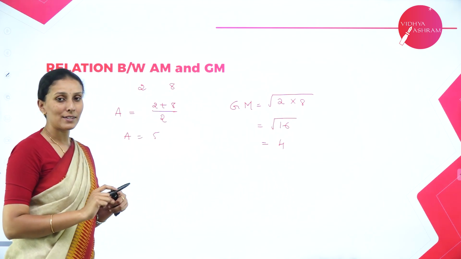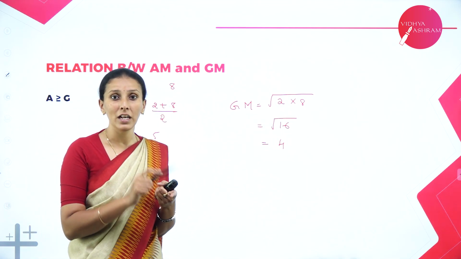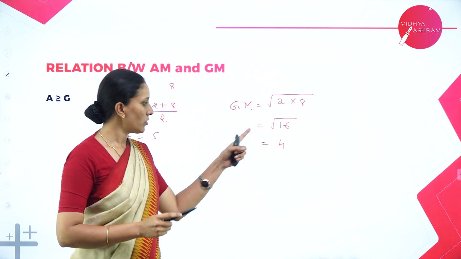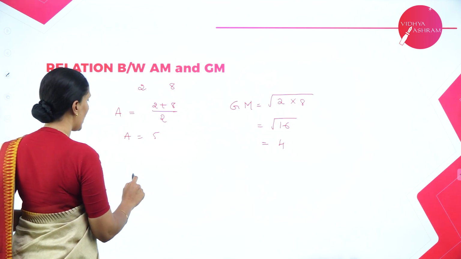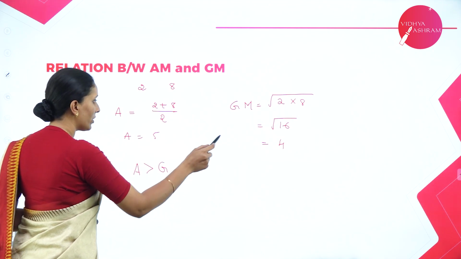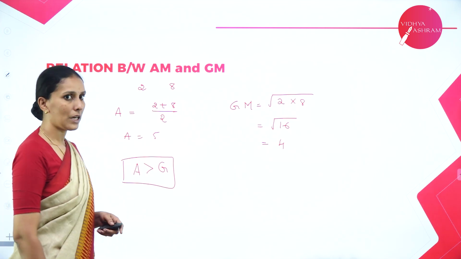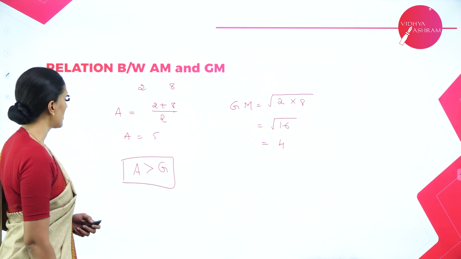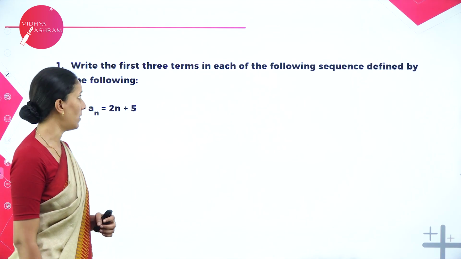We cannot take plus or minus when we are talking about the square root here, because we already defined the sequence as a function where the domain is the set of natural numbers. Therefore we'll take only the positive value. Now clearly you can see the arithmetic mean has the larger value than the geometric mean for the same numbers. So this is the relationship between arithmetic mean and geometric mean: A is always greater than G.